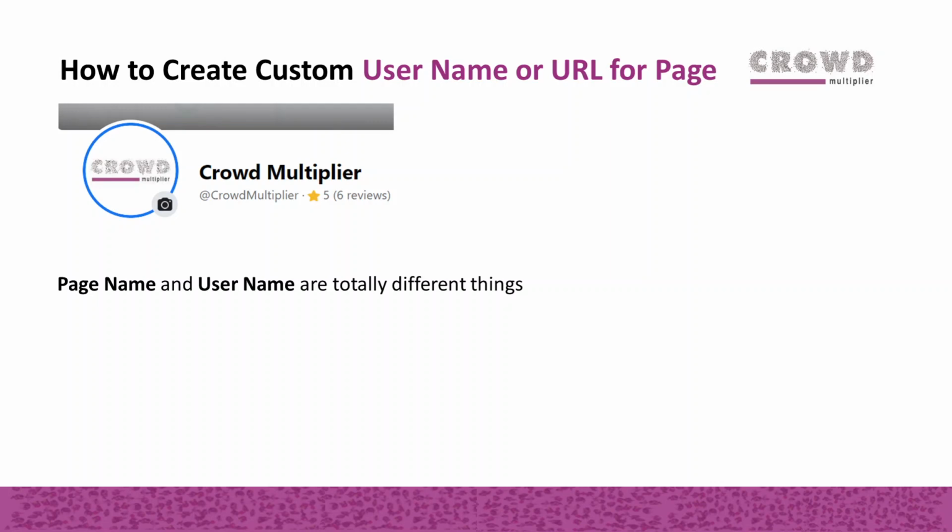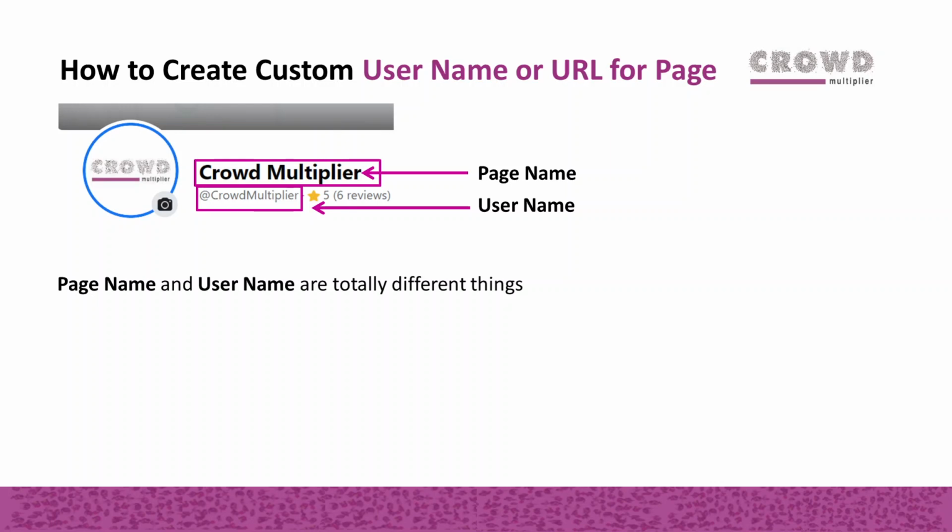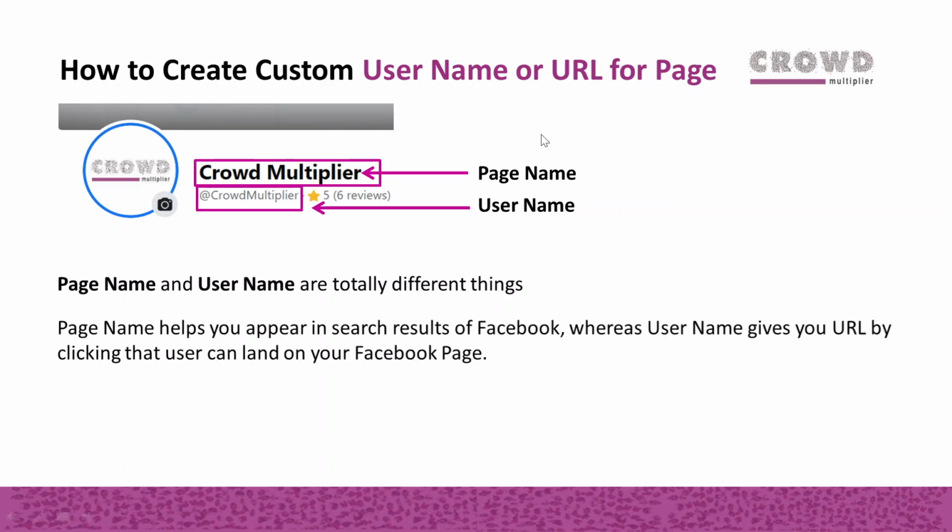Yes, if you look at my agency page, you will see on the right side of my logo this Crowd Multiplier written in bold. That is my page name. But exactly below that, the same name has been written without space, starting with @. This is known as the username. So the page name helps you appear in search results of Facebook, whereas the username, starting with @ and without any space, helps you create a URL. By clicking that, users can land on your Facebook page.